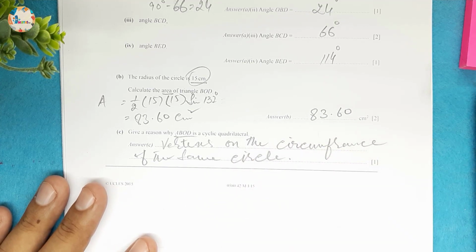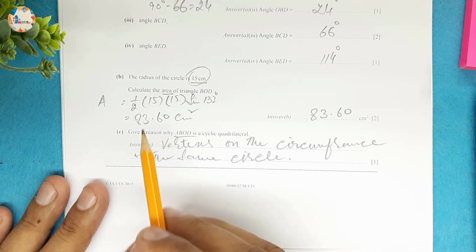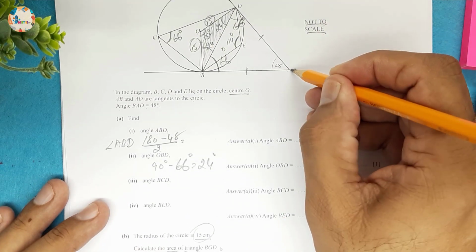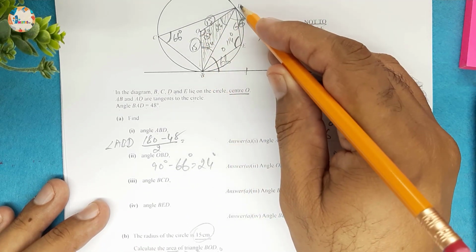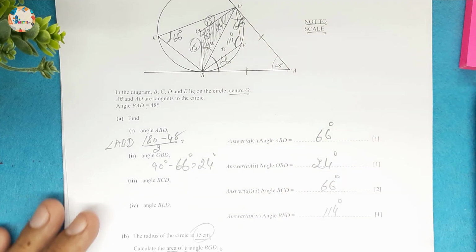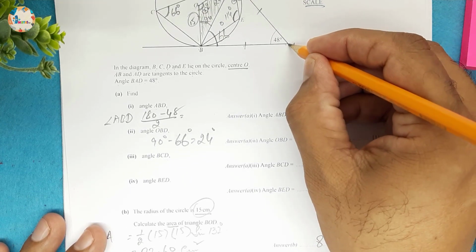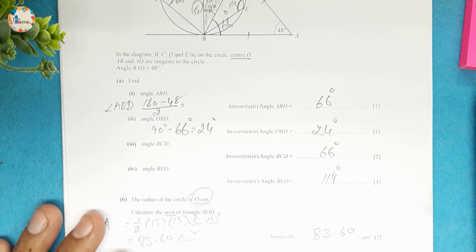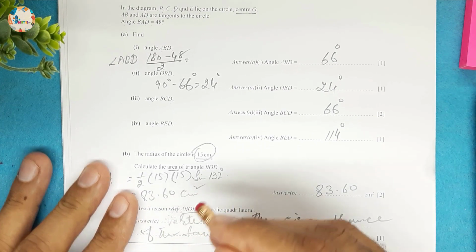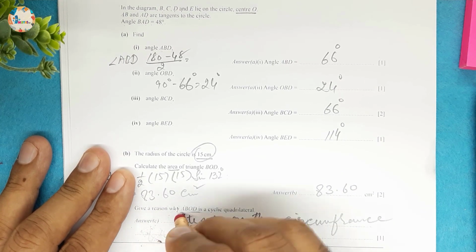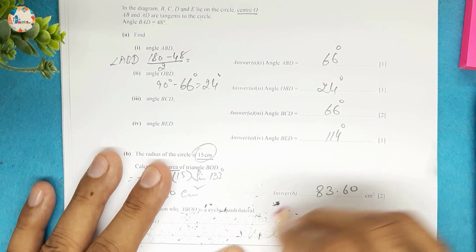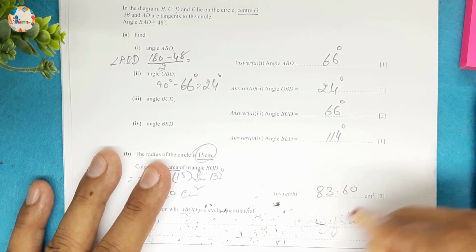This will be the reason for this answer. Give reason. ABOD. No, this is not a cyclic quadrilateral, because A is outside. I was thinking this is this one, but A is outside, so we cannot write this reason for this. We'll have to look for another reason, because A is outside the circle.